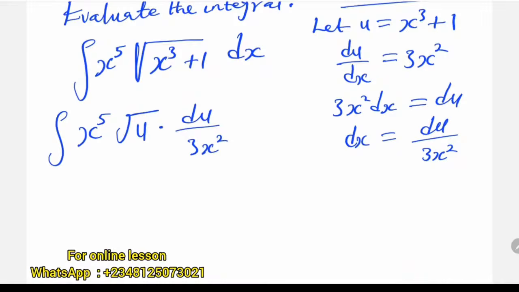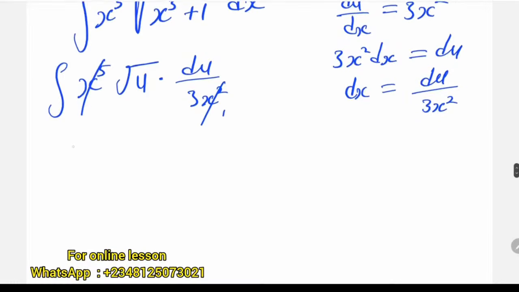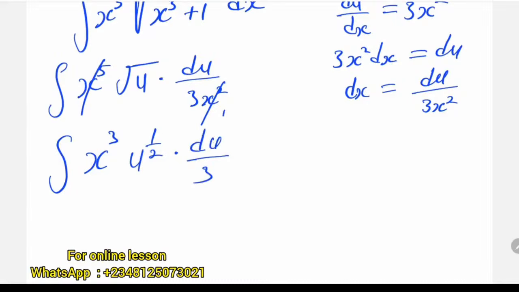Good. Now let us go into this. We are going to take this x squared, we cancel here. We are going to remove 2 of it from here, okay? So it will now give us x raised to power 3 here. It will now give us the integral x raised to power 3, because this x squared is already cancelled out from inside x raised to power 5. Then remember that u here becomes raised to power 1 over 2. Then du becomes du all over 3. Good. Now we are proceeding.